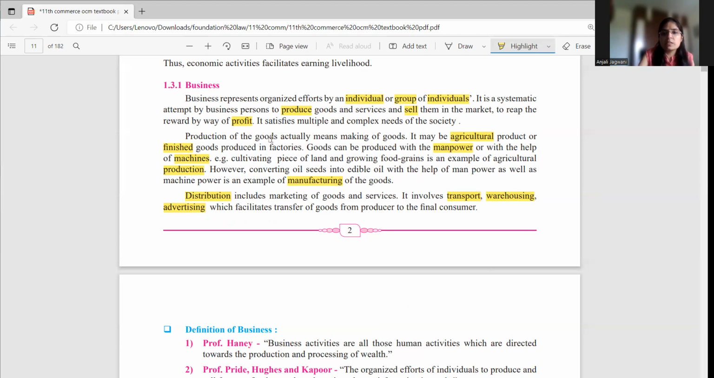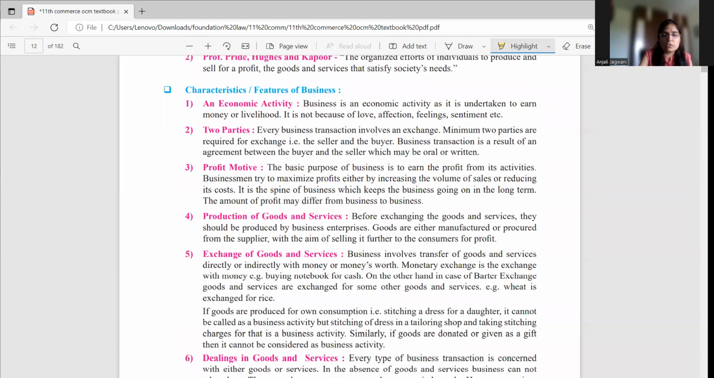So this is the basic activity in business. First of all, a good is produced or a finished product is manufactured, and then it has to be distributed properly. It has to be marketed properly to reach the final consumer, and then the sale takes place. So over here, this is the basic business ideology which has been provided.